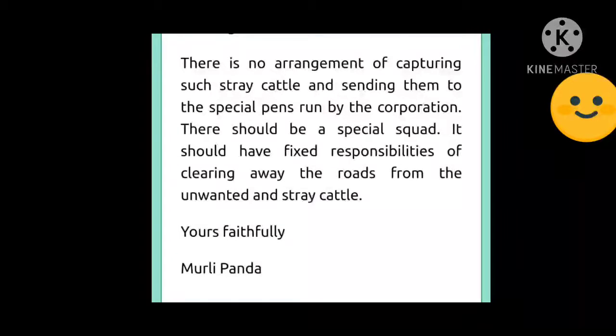There is no arrangement for capturing such stray cattle and sending them to special pens, means shelters, run by the corporation, the concerned authority of the city or town. There should be a special squad. It should have fixed responsibilities of clearing away the roads from the unwanted and stray cattle. So, you have expressed your views about that, and you also suggested some measures to be taken, like how the people in the foreign country are following or implemented.